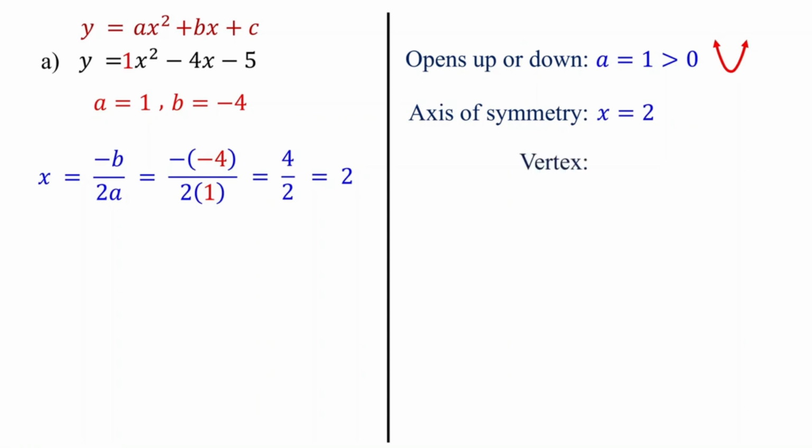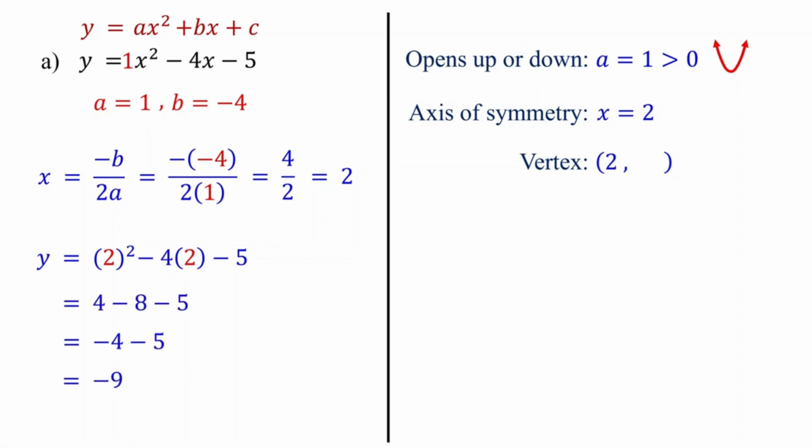Next, find the vertex. The vertex lies on the axis of symmetry, so its x-coordinate is the same as the axis of symmetry. To find its y-coordinate, substitute its x-coordinate back into the original function. This simplifies to negative 9. Therefore, the vertex is the point 2, negative 9.